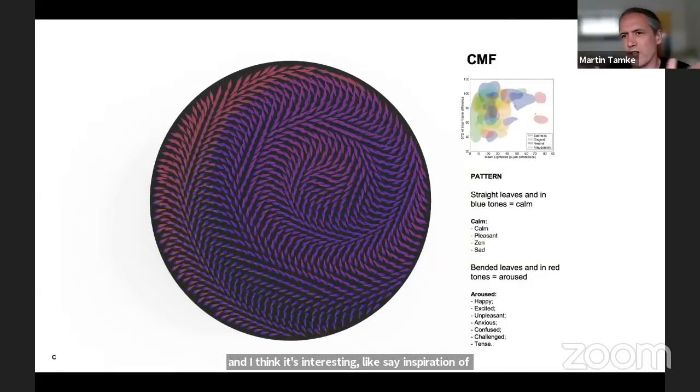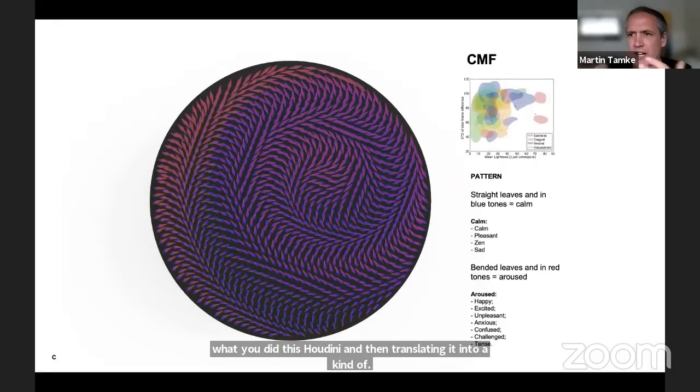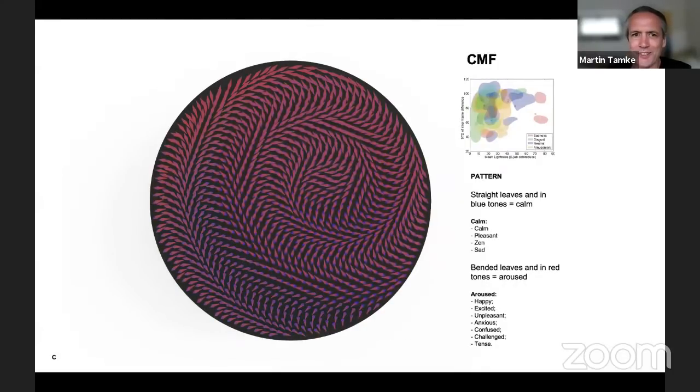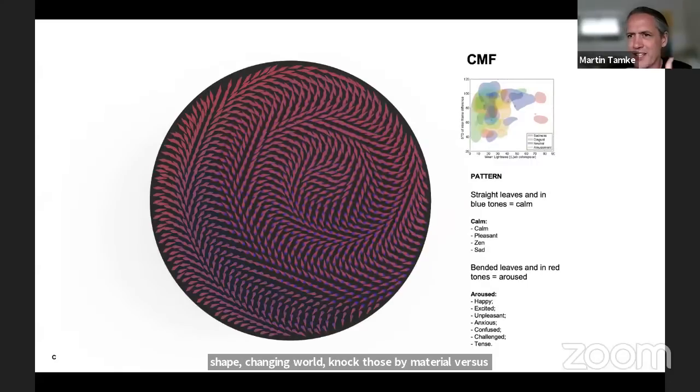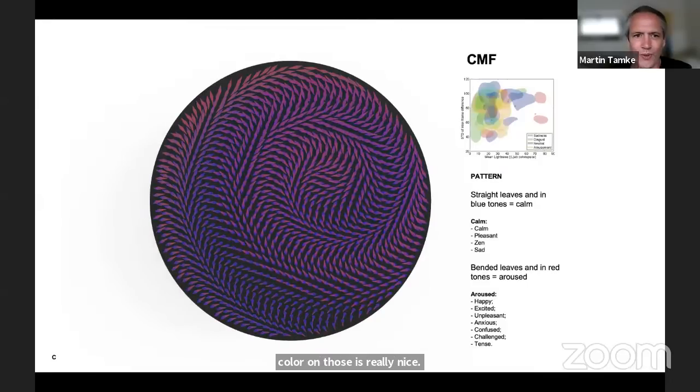What you did with Houdini, and then translating it into a biomaterial system interactively. And I also think that your addition to the shape changing world, the biomaterial world, with this color coding, is really nice. I think the heat active color on those is a really nice material finding, I have to say. So congrats on that.